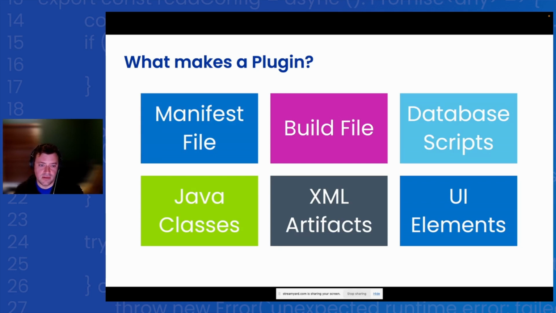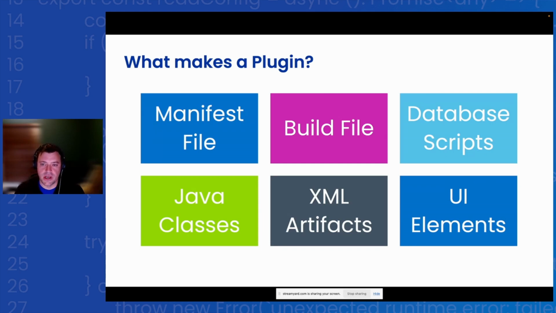You've got the build file. This can be Ant, it can be Maven. It's a way to compile Java code and place the files, XML files, JavaScript, Java, where they need to be inside a compressed zip archive that can then be installed into IdentityIQ.